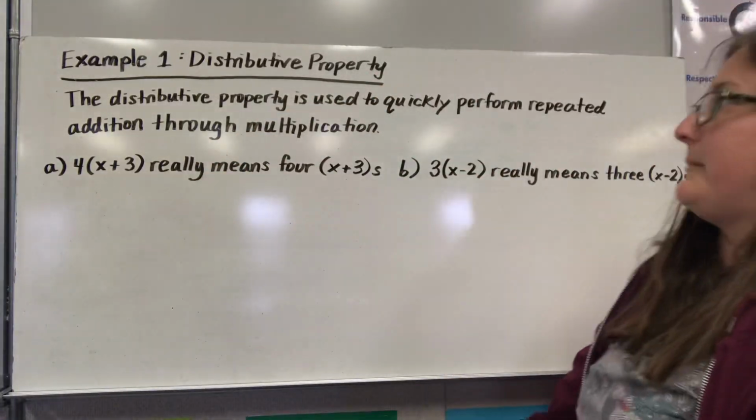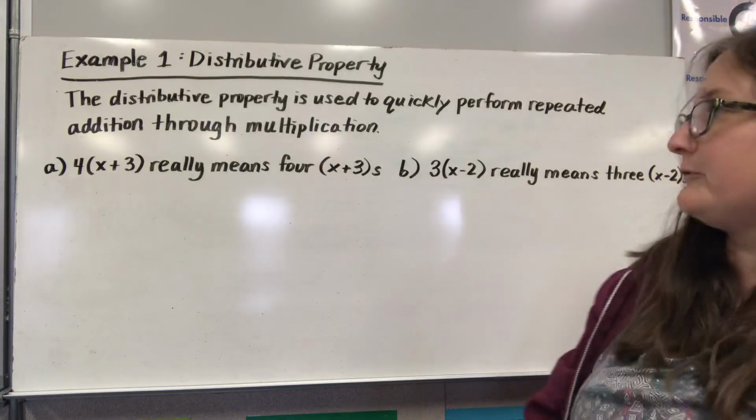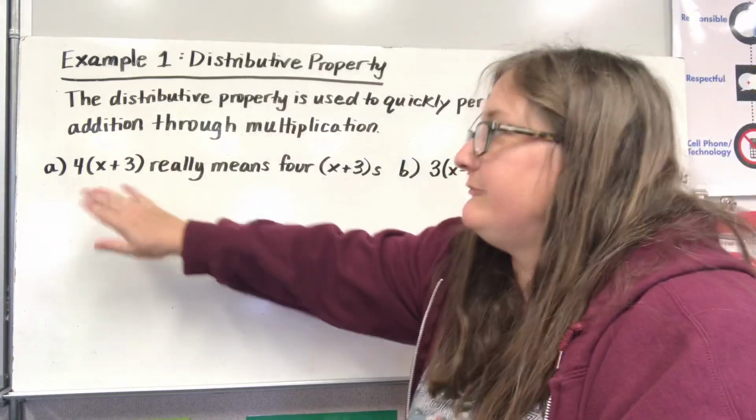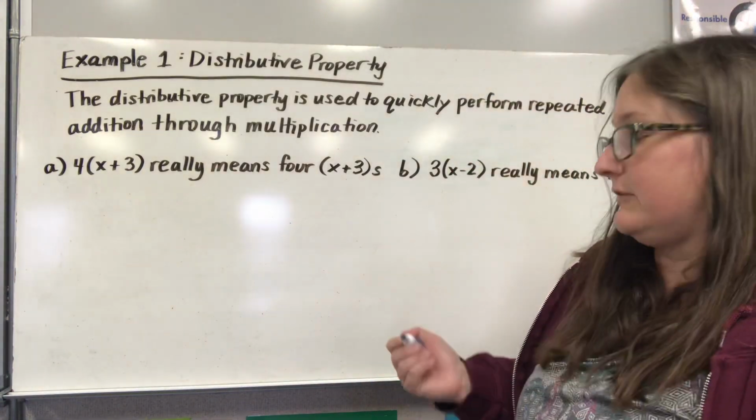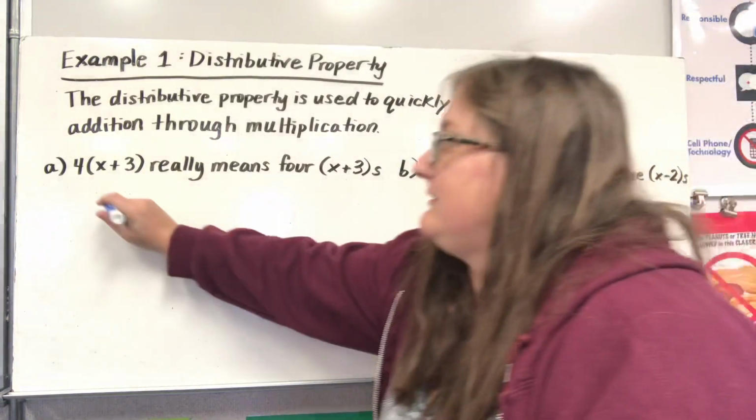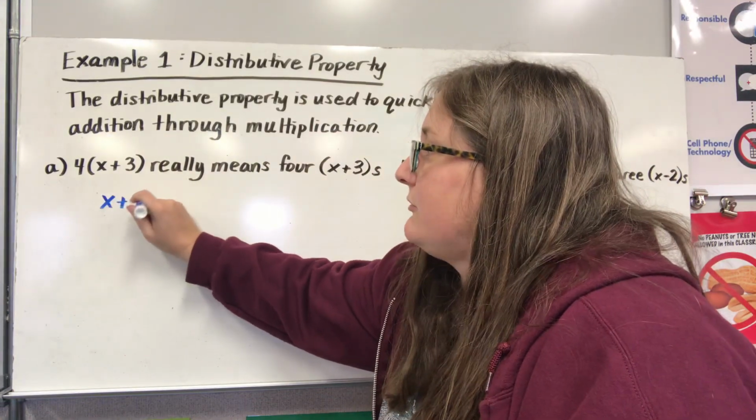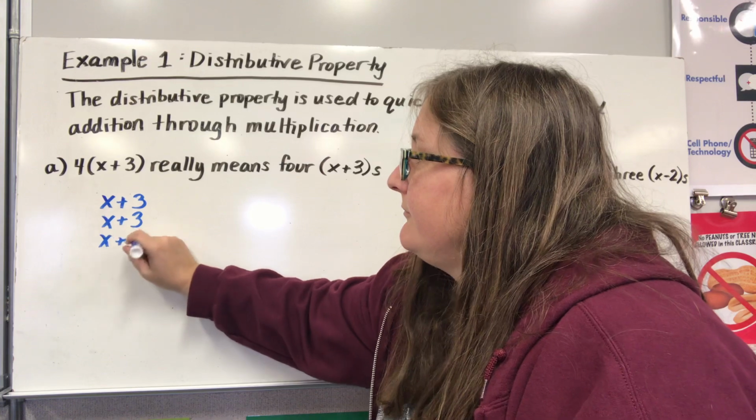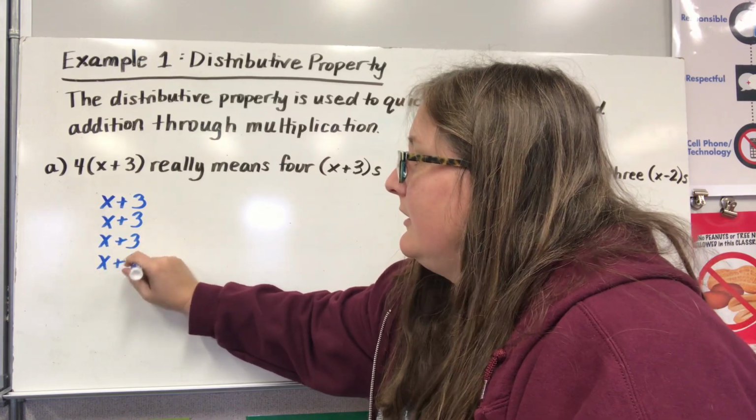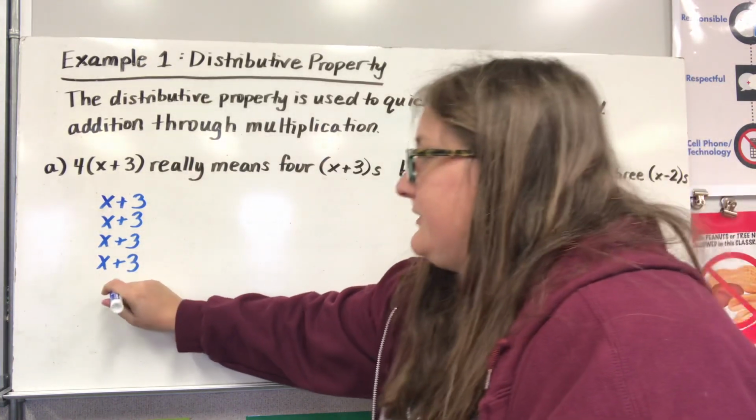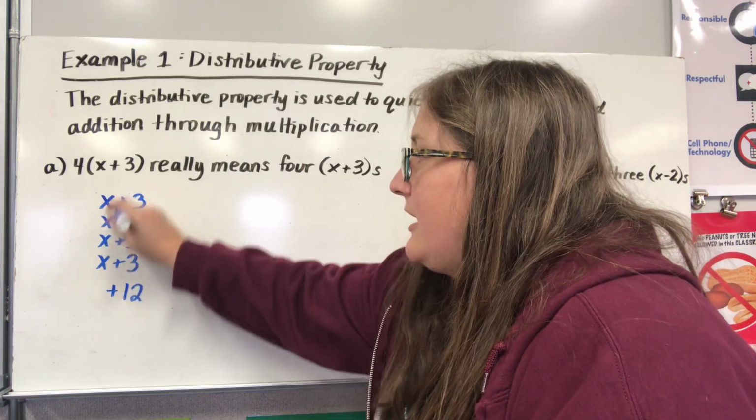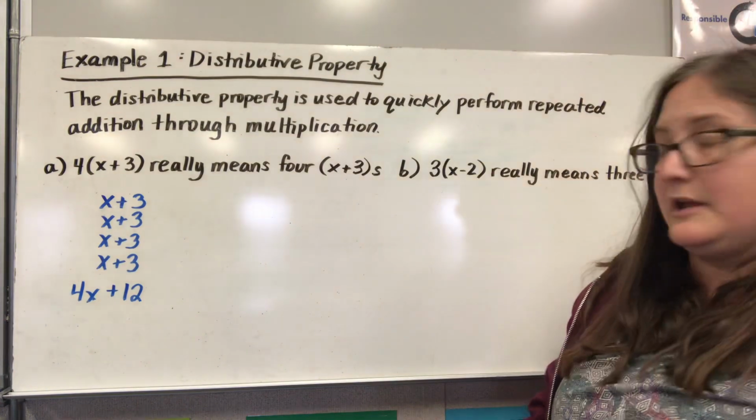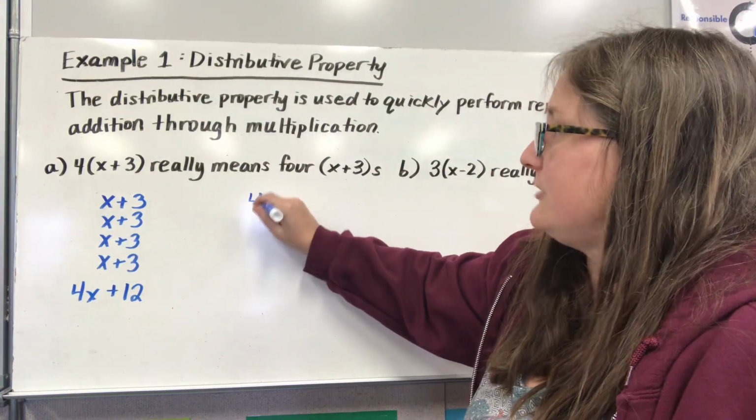Really, the distributive property is helping us perform repeated addition through multiplication. When I see 4 times the quantity x plus 3, it's really just saying that I'm going to add x plus 3 four times. So if I add all those 3's together, I get 12, and if I add all these x's together, I get 4x. But really, we're doing it in a shortcut fashion.